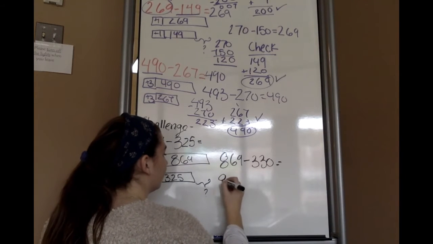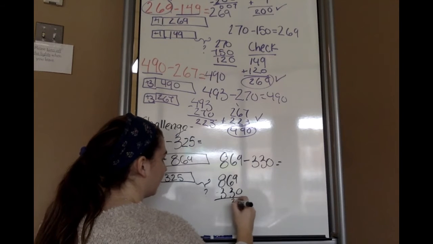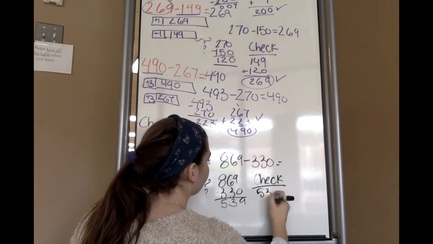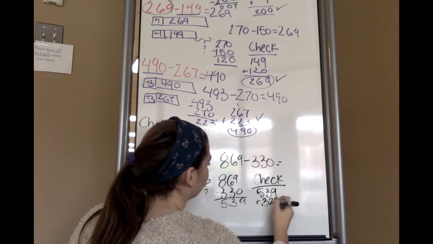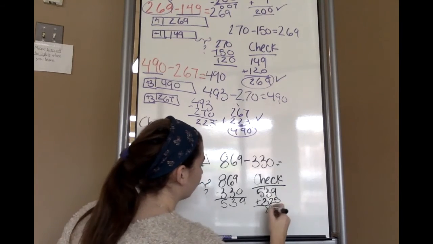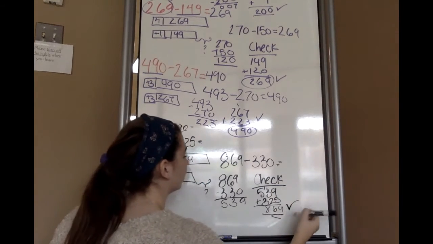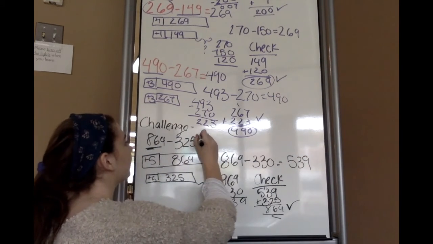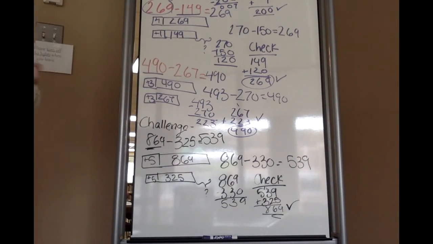Okay. Now we're going to write our new equation down, and we're going to subtract it. When we do that, we get 539, and now we're going to check it out. 539 plus the number in our original problem, and when we do that, we get 869, which is our number in our original. So that one checks out. So we did that one all correct. And that's the compensation method.